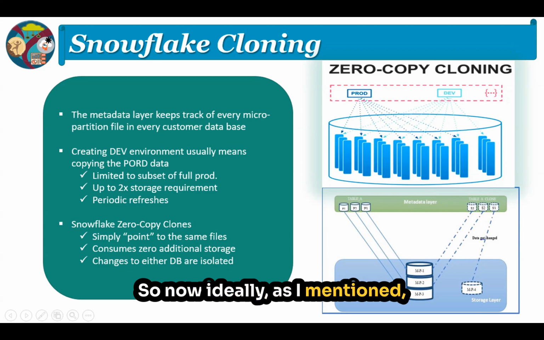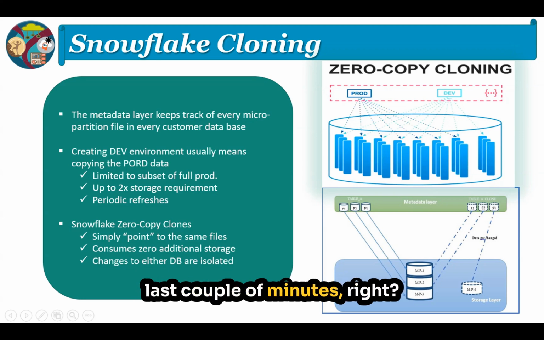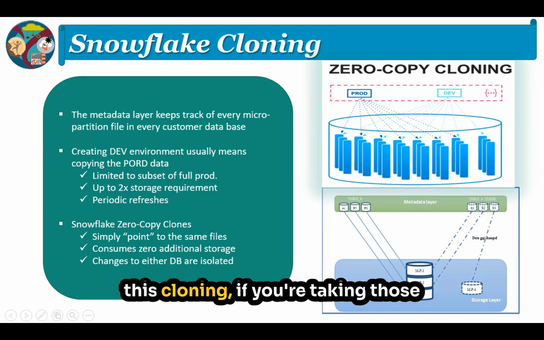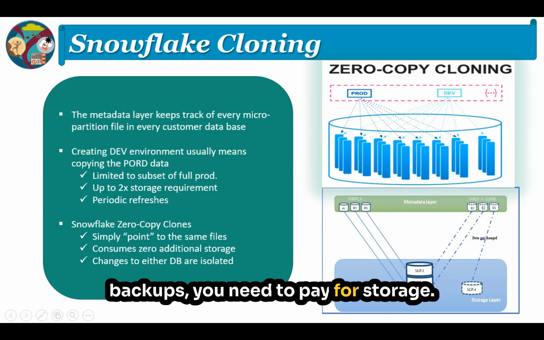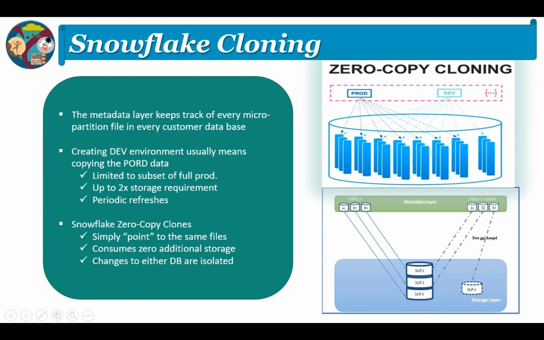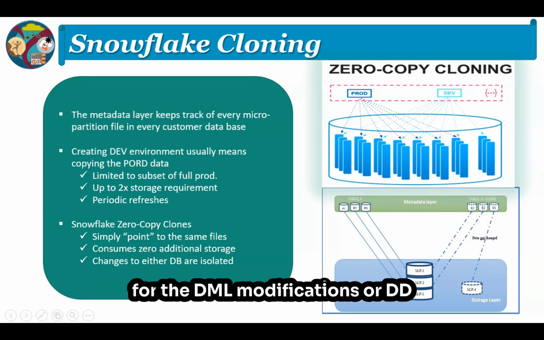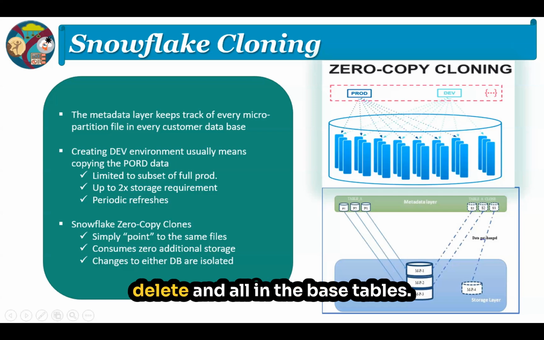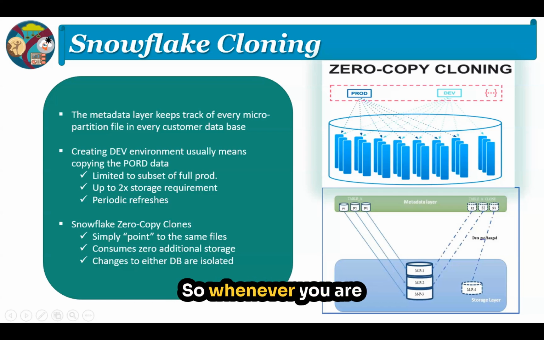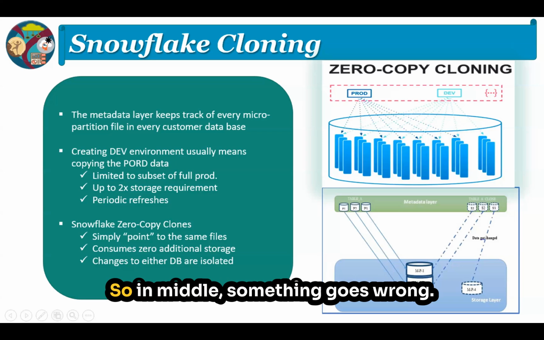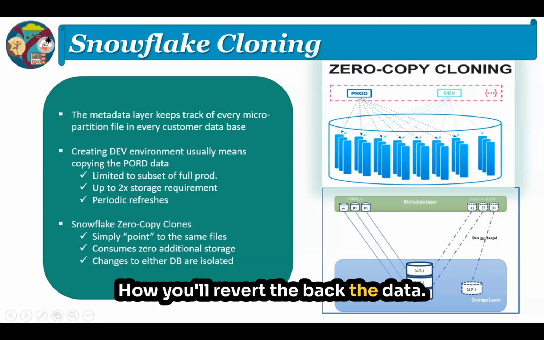Now ideally, as I have been saying for the last couple of minutes, if you want to take a backup without using cloning, you need to pay for storage. It is always a best practice to take backups for the DML modifications or deletes in the base tables. Whenever you are implementing DML changes, first we take a backup. It could be either DML or DDL. First we take a backup, and only then we implement those changes. If something goes wrong in the middle, how will you revert the data?